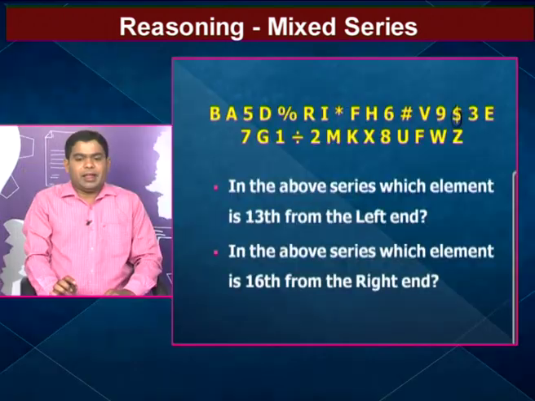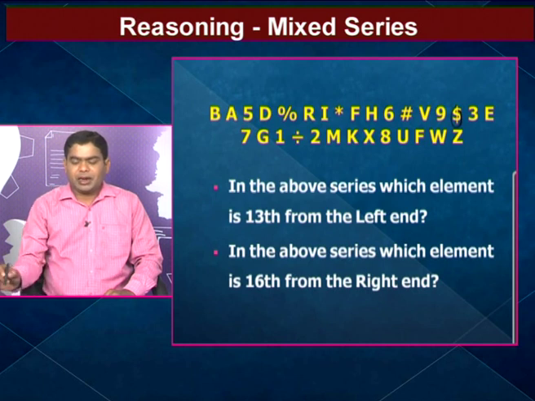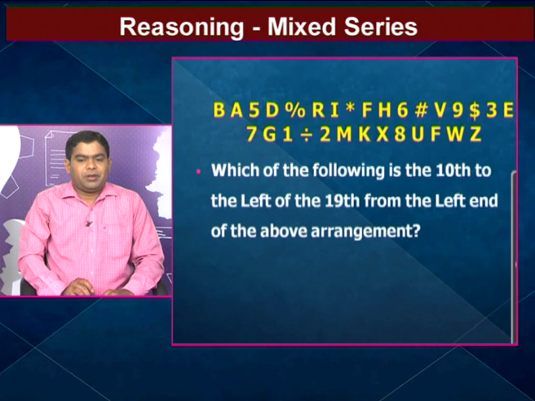In the above series, which element is 16th from the right hand? Right hand means we count from the question ending direction. The question ending direction is Z. So the third element is F, the sixth element is X, the ninth element is 2, the 12th element is G, and the 15th element is 3. We count the 16th element, that one is dollar. That one is dollar.